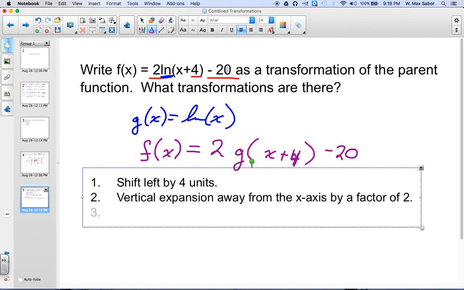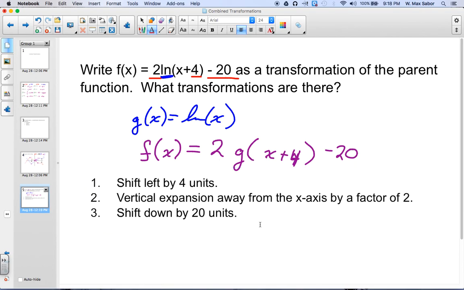Lastly, we're going to deal with the negative 20. So we shift which way? Outside would be up or down, and negative means down. It shifts down by 20 units. So those are the transformations to get from our parent function of natural log of x to f of x.